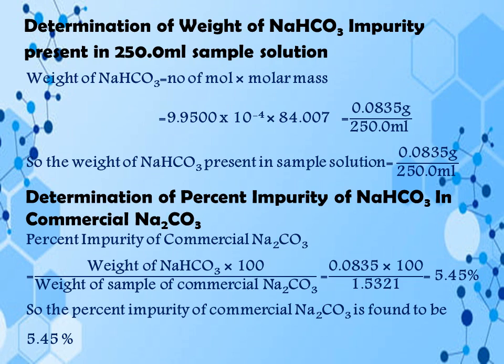And the determination of percent impurity of sodium bicarbonate in commercial sodium carbonate by using the formula weight of sodium bicarbonate multiplied by 100 and divided by weight of sample of commercial sodium carbonate, which is equal to 5.45%.